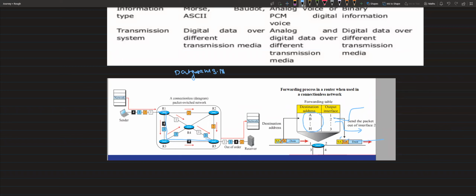Tomorrow we will see the performance of this network layer, like delay computations and how to find the address. All this we have to discuss. With that, I'll try to close the network layer, and then the transport layer will be next.